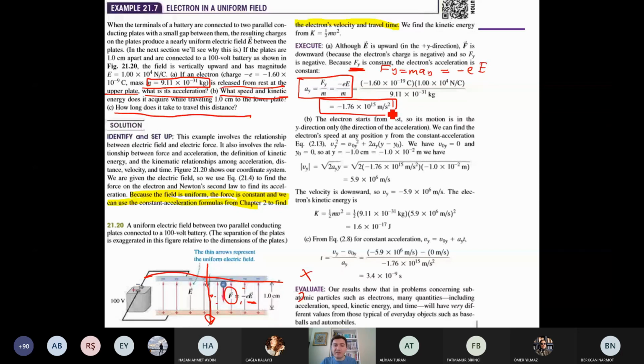And what about its velocity here? In order to calculate the velocity, I can use this expression for constant acceleration. Again, you can remember from chapter 2 of physics 1, Vy squared is equal to V0y squared plus 2ay times (y minus y0). This is the final position. This is the initial position. And for us, this one is 1 centimeter. And Vy0 is 0 because we release the electron from rest. And y0 is also 0. And y is minus 1 centimeter.